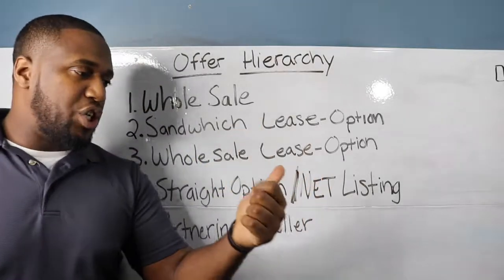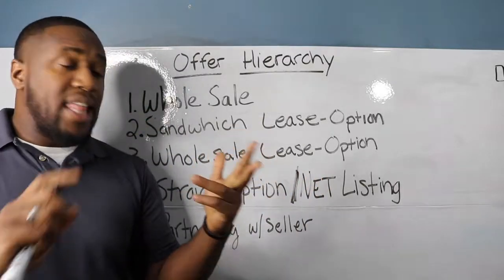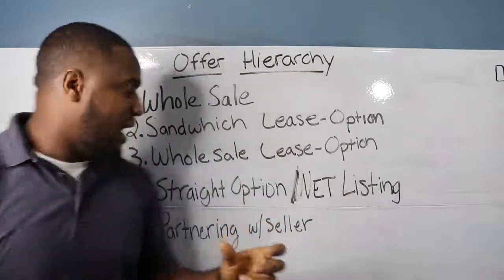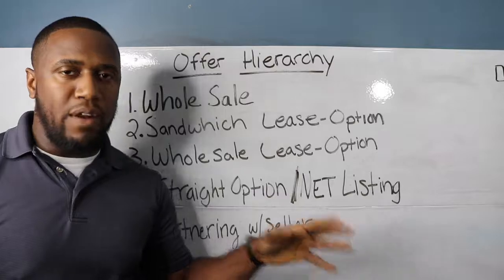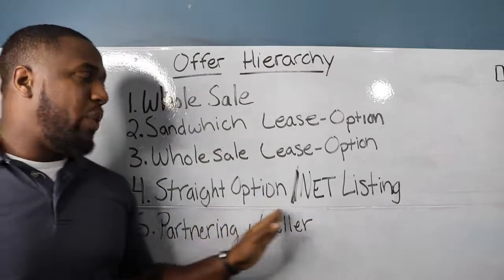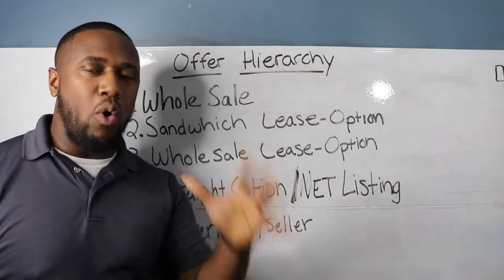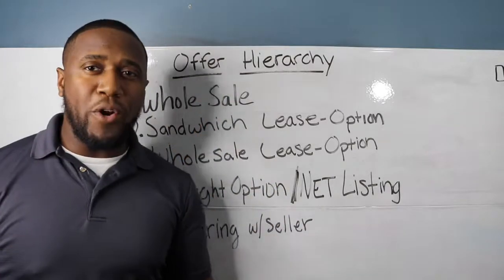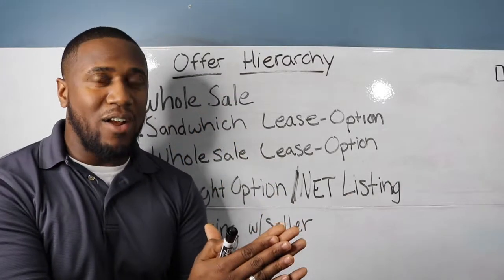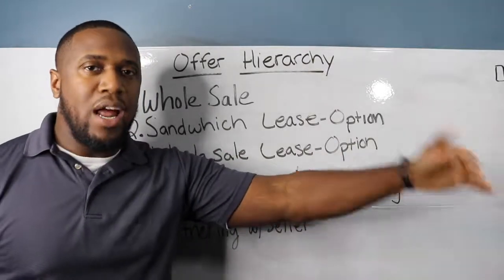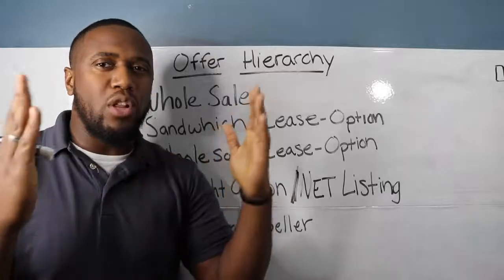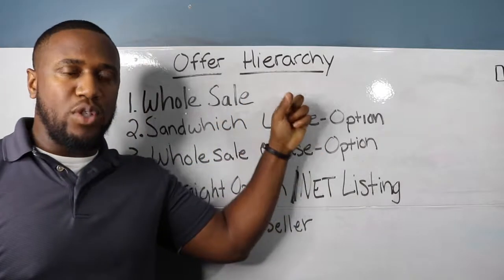All right, so let's say they have motivation, they don't have time, and they have a ton of equity, but their motivation isn't like financial distress. They're not just gonna give up their property for 50 cents on the dollar. So what we do is we do a net listing, or what's called a straight option. This is where you put the property under contract for as low as you can with the seller, and then you list it on the market on the MLS for $5, $10, $15, $20,000 higher, without necessarily doing it off of wholesale numbers.